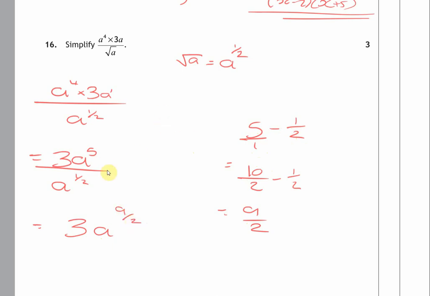Now you can be very fancy if you want, and we could rewrite this as 3 times the square root of a to the power 9. That is it in its absolutely simplest form possible. But you could leave it as it was and you would still get the 3 marks. If you want brownie points, you could write it in terms of a surd.